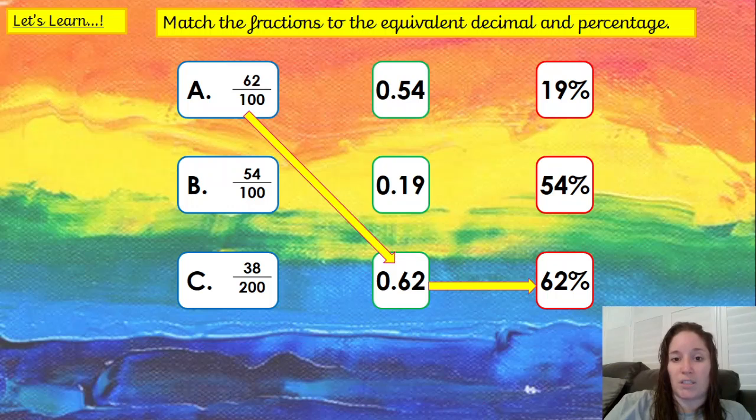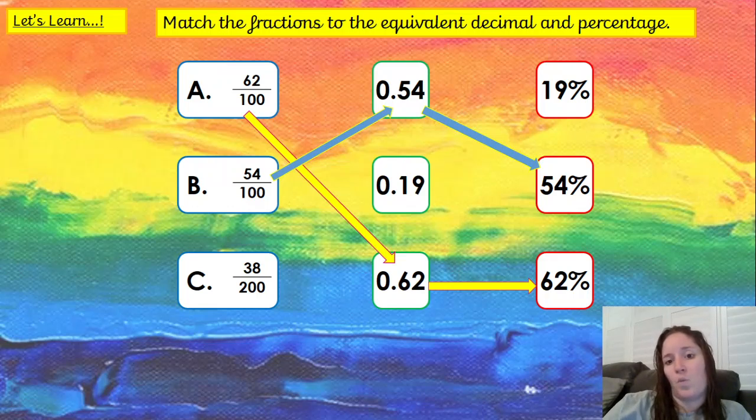Let's look at B. 54 hundredths. How do we represent that as a decimal? Okay, so you've got 0.54 or 0.19. We know that's 0.54. And then we can see that we've got 19% or 54%. So we know it's 54. And then we've got 38 out of 200. Oh, but we haven't got 0.38. Why is that? What's happened here? What do we need to do?